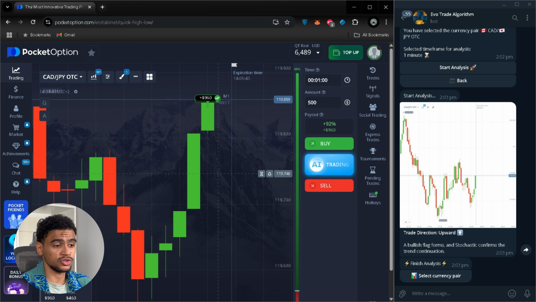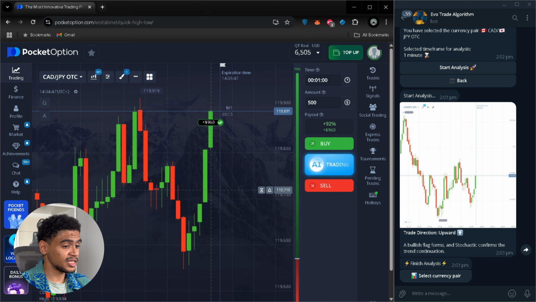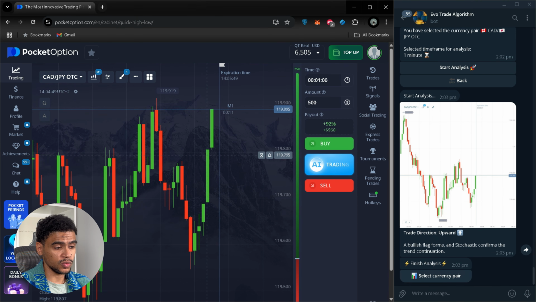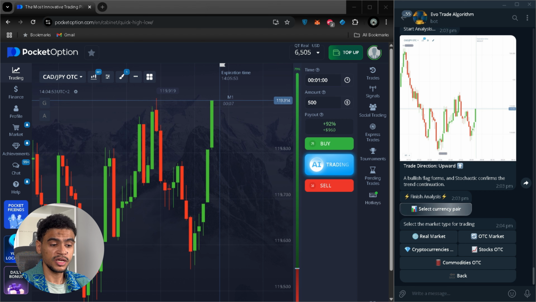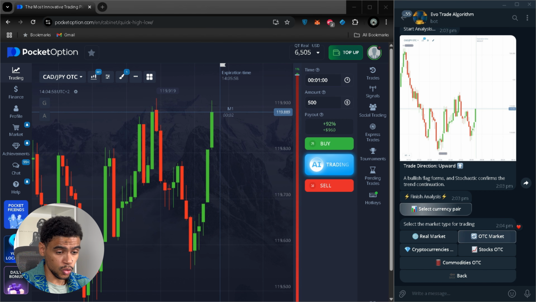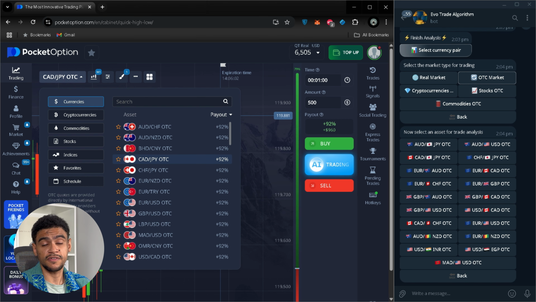And there it is, we're already starting our session and we make $1,000 just like that. Super simple. And let's go ahead and look for another one. To do that, we'll simply press select currency pair, and that is pretty much it. And now we can select again the market that we want to trade on. Once again, we're going to hit OTC market, so let's select that and let's look for an asset that we can find a good payout on.